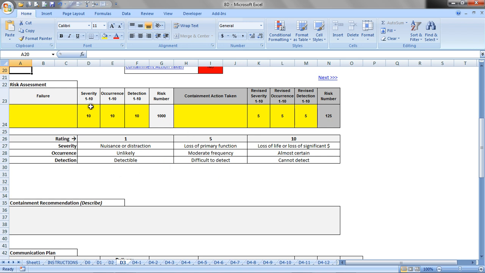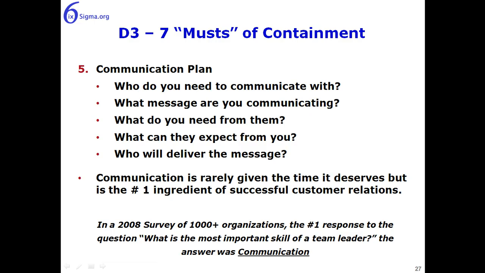And just below the risk assessment area, right in here, we've got a containment recommendation, so we're just going to describe that. And again, it could be a number of steps, and so we want to detail those out here.